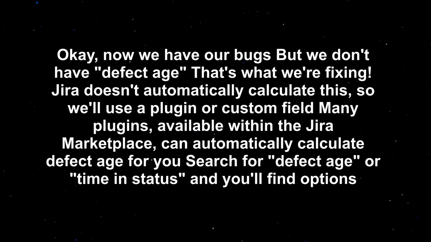Okay, now we have our bugs, but we don't have defect age. That's what we're fixing. Jira doesn't automatically calculate this, so we'll use a plugin or custom field. Many plugins available within the Jira Marketplace can automatically calculate defect age for you. Search for defect age or time in status and you'll find options.